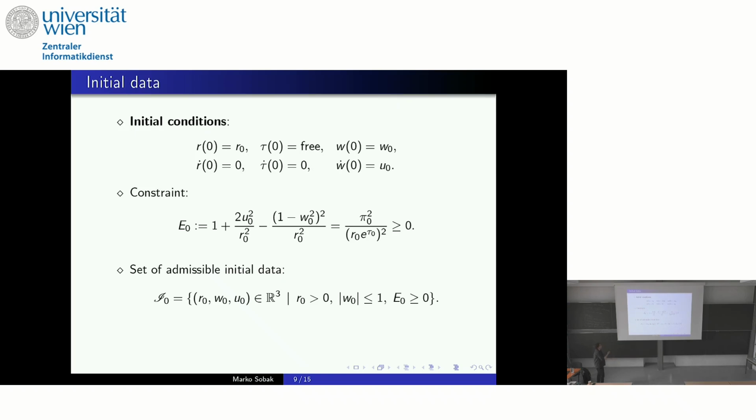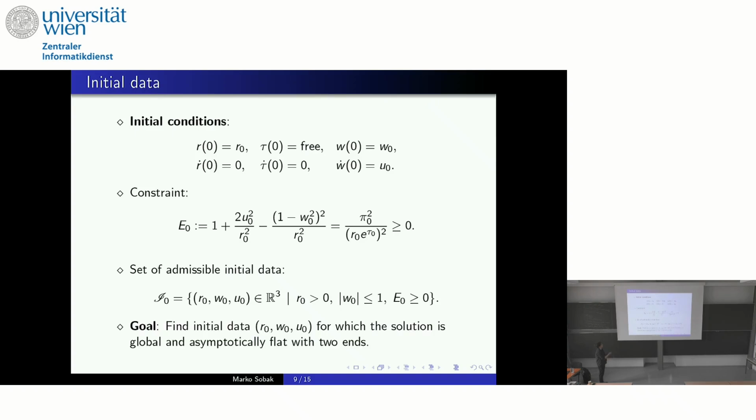We can't really make this without loss of generality, but you can show that the solutions which start outside of the strip between -1 and 1 are not really interesting. They're not the solutions that we're looking for. So we're not losing anything by excluding them from the start. Right, and then the goal is basically to determine these three parameters in such a way that the solution is global and asymptotically flat with two ends.